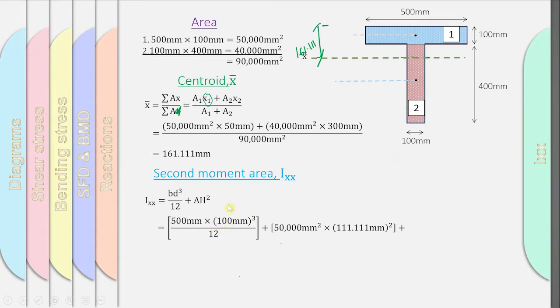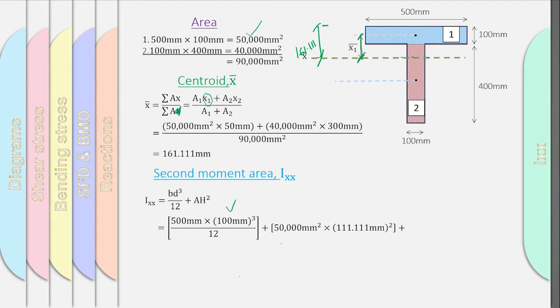So ini tak ada masalah. However, for the second one, AH square ni, A tu area dia lah, which is 50K ni, 50,000. But we need to find the value of H. So H ni apa? Distance from the centroid of the first area ni, area nombor 1 ni, area shaded blue ni, pergi ke centroid semua. Okay, pergi ke centroid semua. Jadi mana jarak dia? You akan nampak yang I tanda. Nampak tak? Ada arrow ni. Okay. Dia tanda X1 bar. So we need to find that.